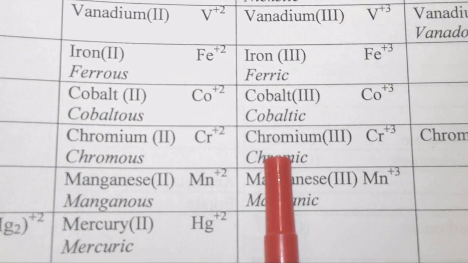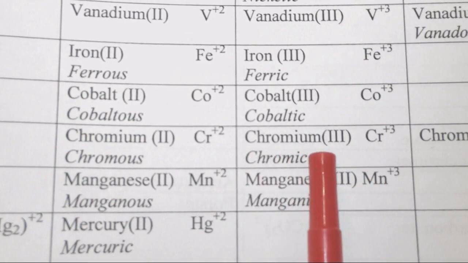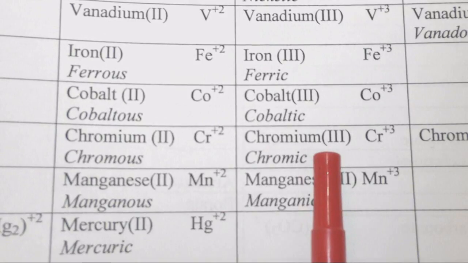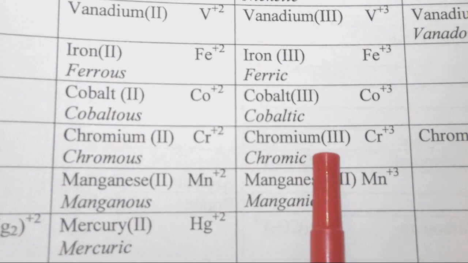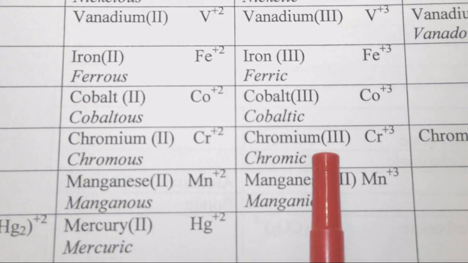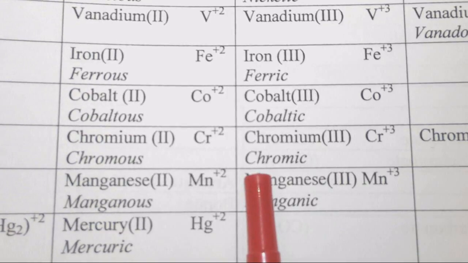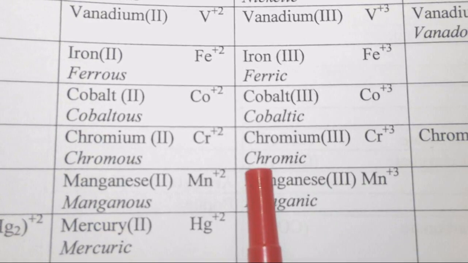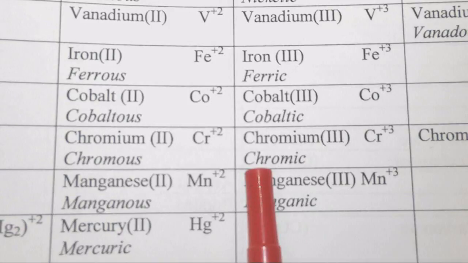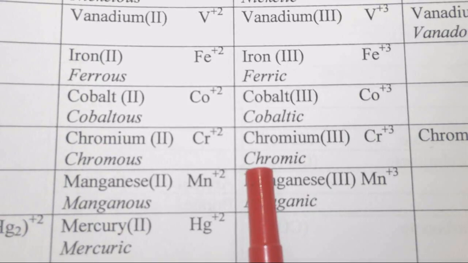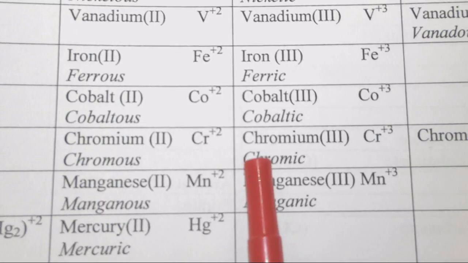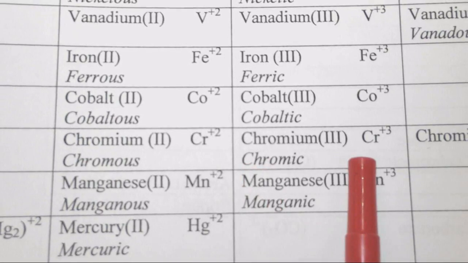It has 2 names. Chromium 3, the Roman numeral that's in parentheses after those names is part of the name. It's like when somebody is named, you know, John the Second. That is really part of the name. Or an older name for it is chromic. The older names are in italics, or an italicized script there. So this is 2 different names for the same ion.